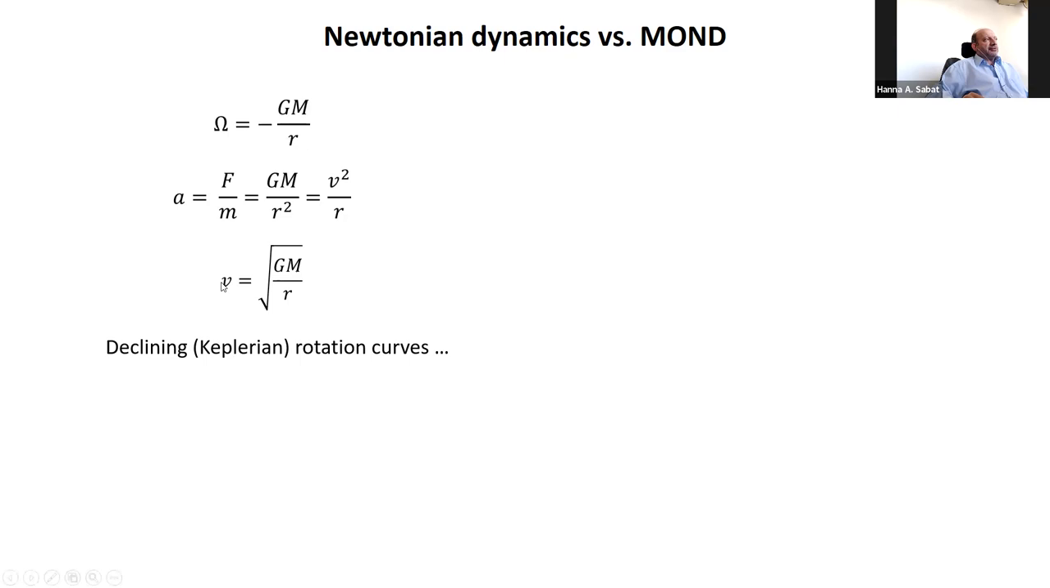Now, if you take a look at the Mondian regime, the gravitational potential is a bit more complex. It's the square root of a naught GM, where a naught, I remind you, is a critical acceleration. It's a constant of nature, according to Milgrom, called a naught. So it's the square root of a naught GM times the natural logarithm of r over GM. Of course, if you take the differentiation with respect to r, you get the force in this case.